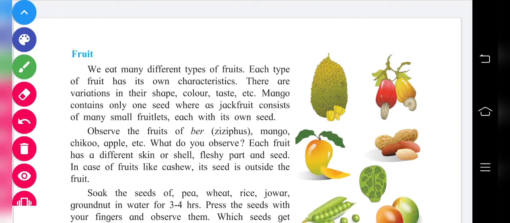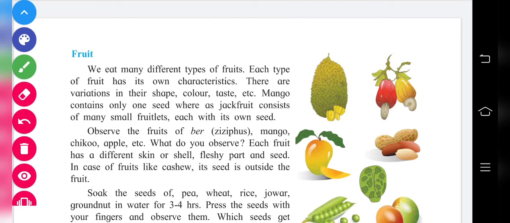Observe the fruits: ber, ziziphus, mango, chiku, apple, etc. What do you observe? Each fruit has a different skin or shell. Correct. Mango has a different skin, and apple has a different skin or shell. Each fruit has a different skin and shell, fleshy part and seed.